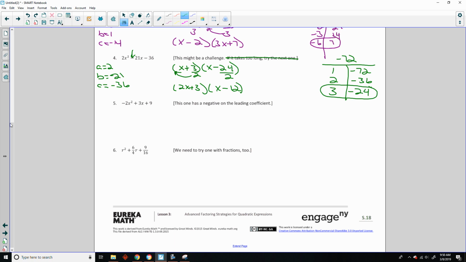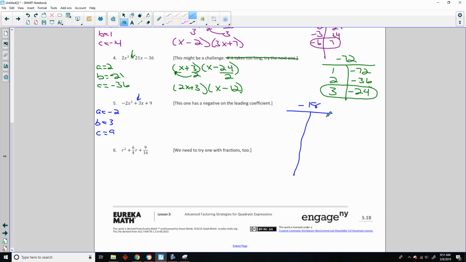All right, are you liking the beats method? I hope so. Okay, A equals negative 2, B equals 3, C equals 9. Factors of A times C. Negative 2 times 9 is negative 18. I'm looking for factors of negative 18. My middle term is positive, so my bigger number is going to be positive.